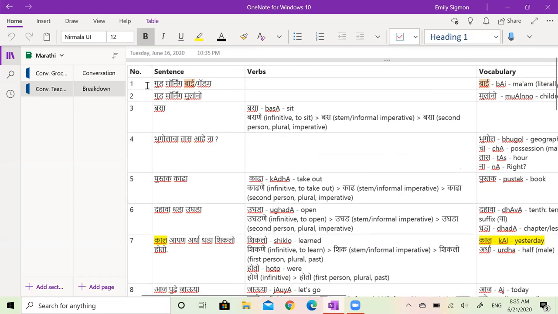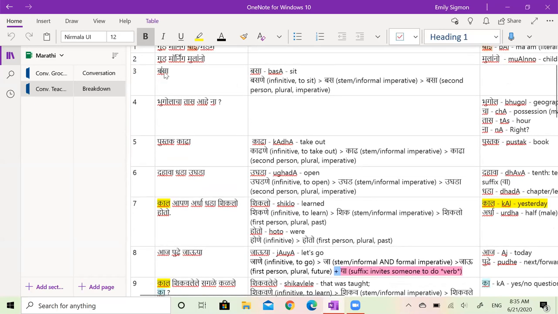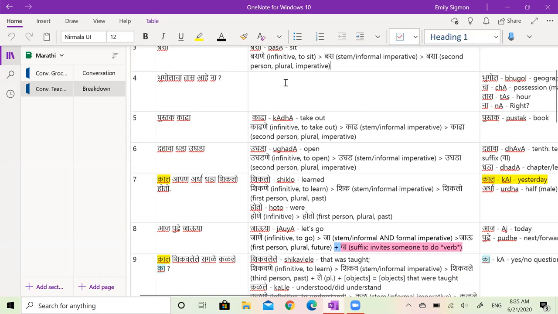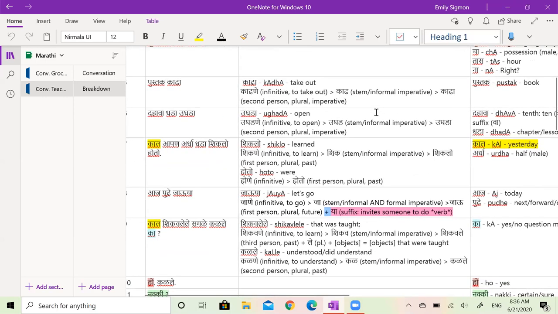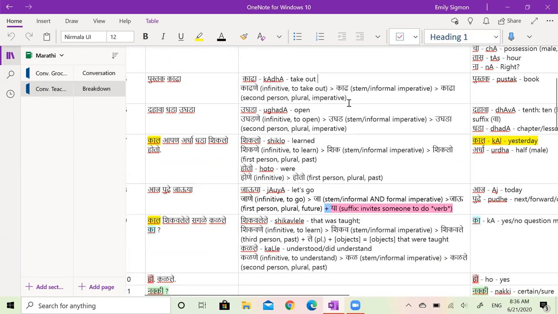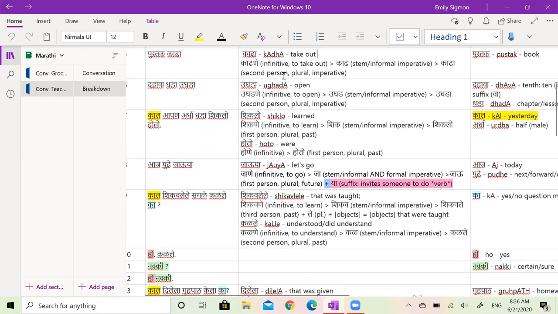Okay. The first two sentences are really easy, so I'm going to skip. So basa is the formal imperative, saying to sit. Bukolacha tas ahe na. So bukol is geography, and adding cha makes it the hour of geography. Tas is hour, and na is just confirmation. Pustak kara kadha. To take out is kadha, and for every verb I put a breakdown of how it becomes that form. Pustak is book. So take out your book.